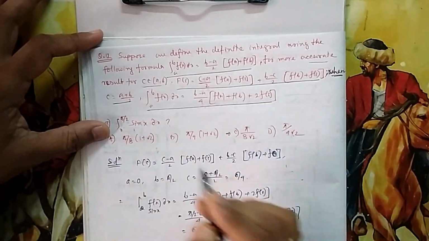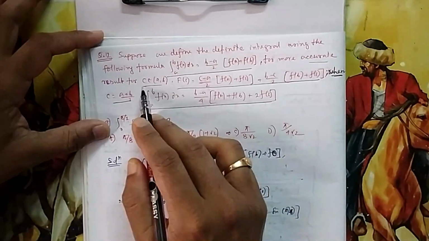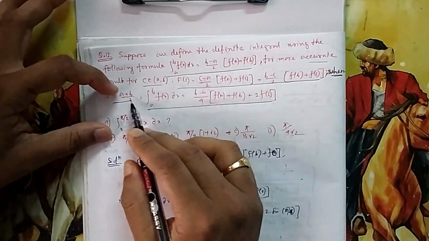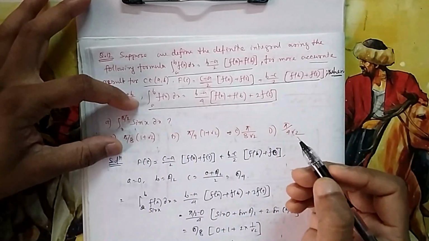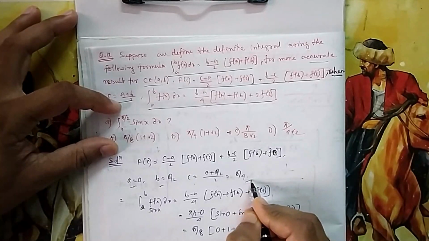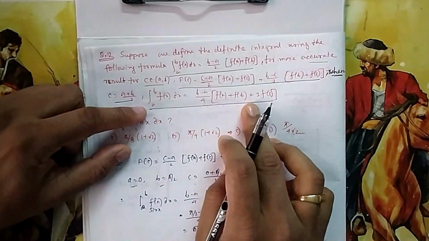Now they are asking for the integral from 0 to pi/2 of sin x. For a more accurate result, you will go for this one. If you take c as (a+b)/2, then you can apply this formula directly. So if a is this and b is this, then c will be equal to (a+b)/2. This will be more accurate than the other one. They are asking for the more accurate one, so you can try this.